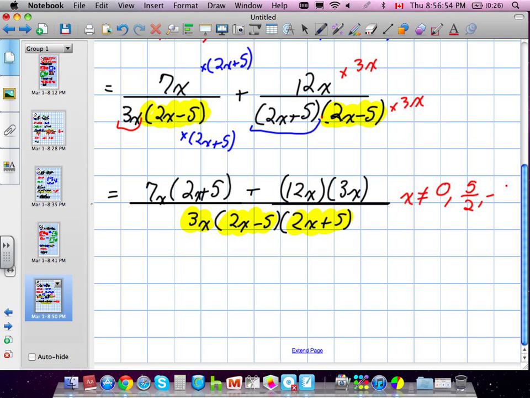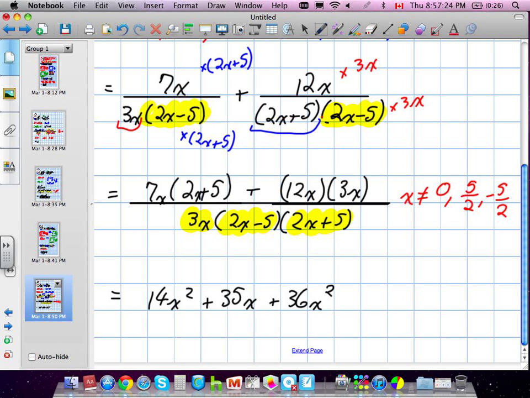7x times 2x, 14x squared. And then 35x. Any signs in between? Multiplication, division, what do I put? Adding. Plus, good. And then plus 36x squared. Yep, that's right. 36x squared. The bottom is still the bottom. So we still have 3x.